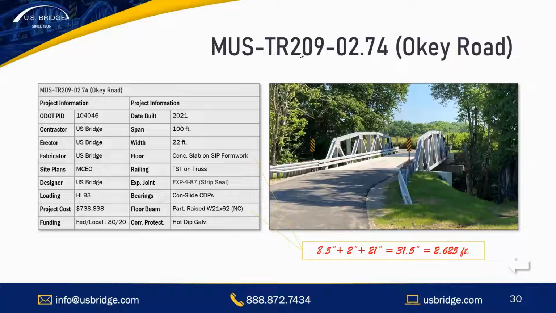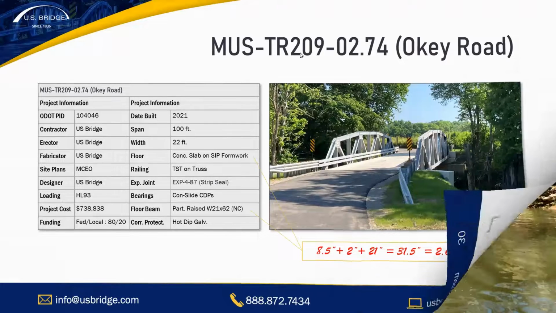Here we have Muskingum County's Okie Road, 100-foot by 22-foot bridge on a township road. It provided a 2.625 foot deep structure depth. It was a concrete slab on stay-in-place formwork. So built 2 years ago and had a very, very shallow structure depth.